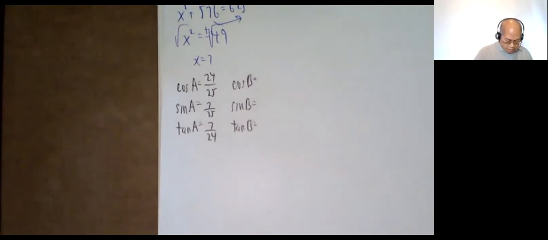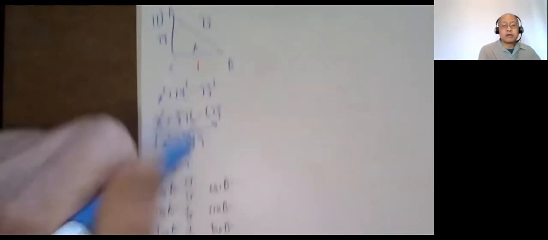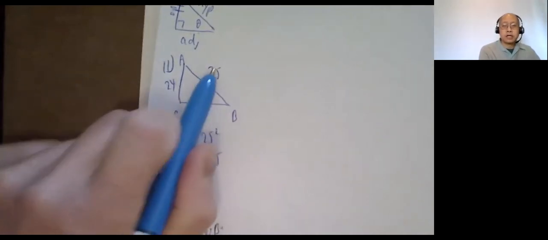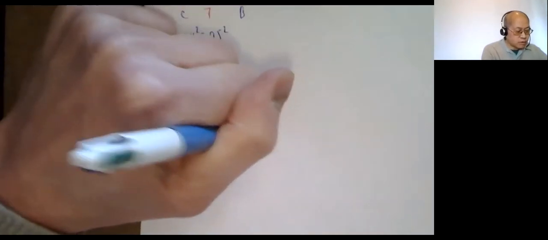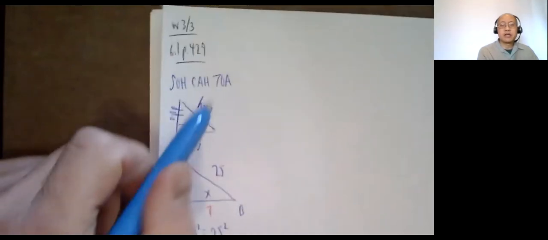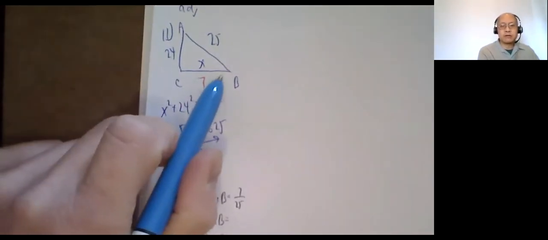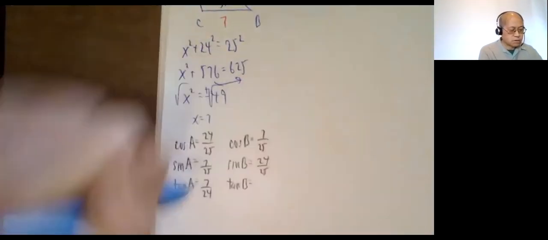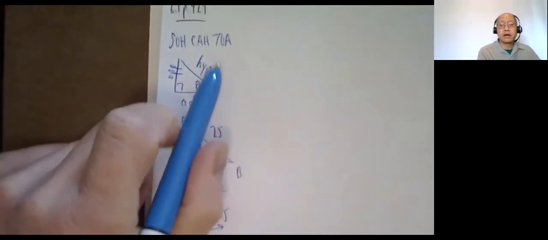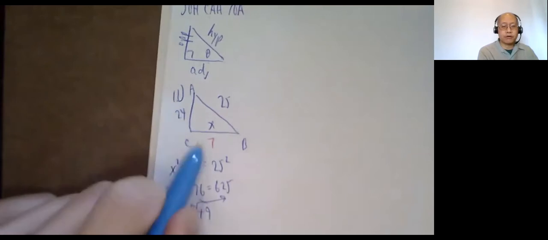All right, then they ask you the same thing for B: cosine, sine, and tangent. So with respect to angle B, cosine is adjacent over hypotenuse, so adjacent 7 over hypotenuse 25, so 7 over 25. Sine of B is opposite over hypotenuse, 24 over 25. And tangent, TOA, opposite over adjacent, so 24 over 7.